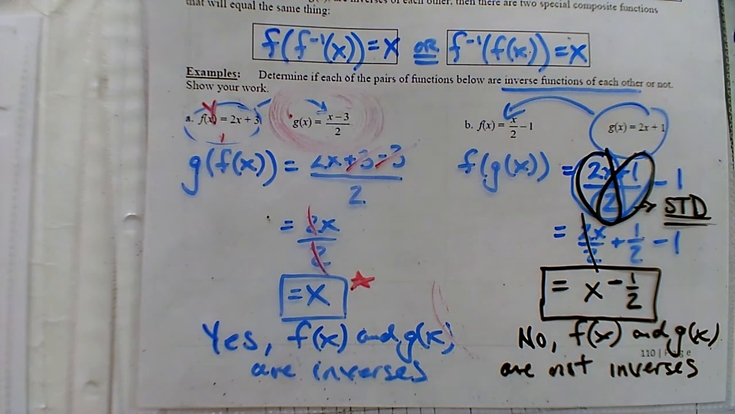So two big concepts for inverses. You can find inverses by switching x's and y's and simplifying from there. But you can test if two functions are inverses of each other by seeing if they undo each other. That whole inverse operation concept. They cancel things out. Are we okay with that?